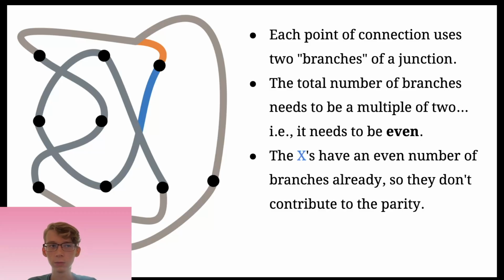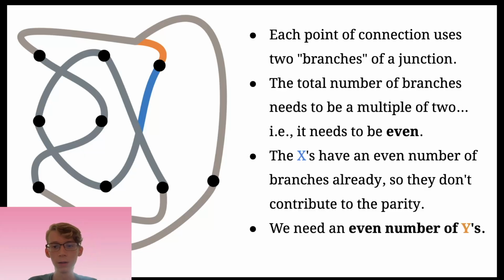So we can effectively ignore the number of x's. And so as a consequence, the number of y's is the only thing that matters. And in particular, the number of y's has to be even. If there's only one y, for example, you're always going to have one left over. You can connect two of them together, but you can have one left over.